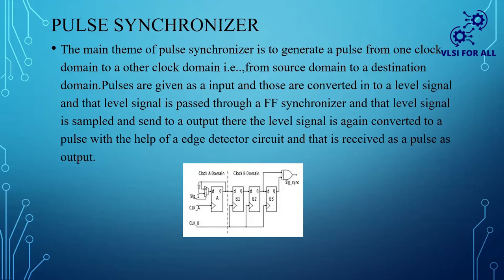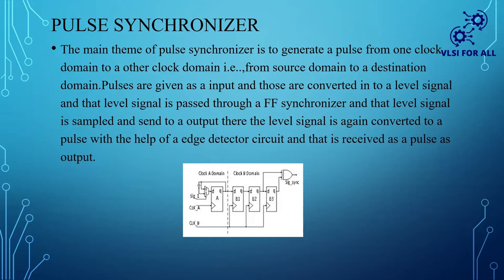First of all, here we are giving an input as a pulse, and that is converted into a level signal. This level signal is transferred to a flip-flop, and a flip-flop in the sense we have transferred it to a double flip-flop, a two flip-flop synchronizer. There the level signal is sampled, and again it is passed through to the output.